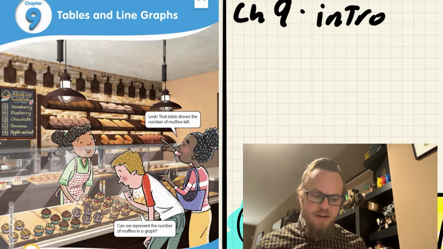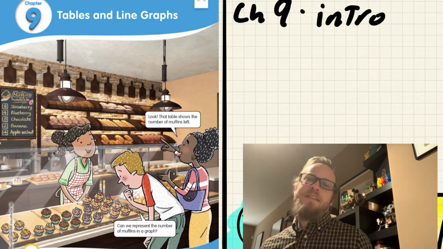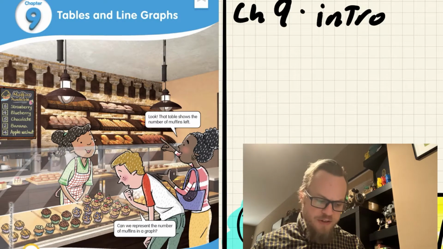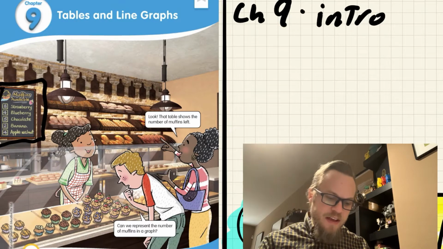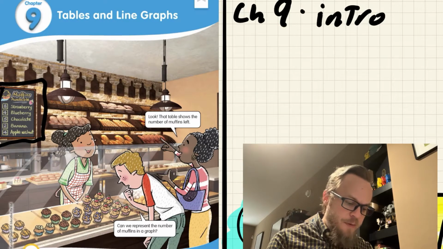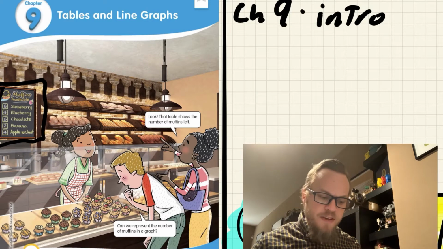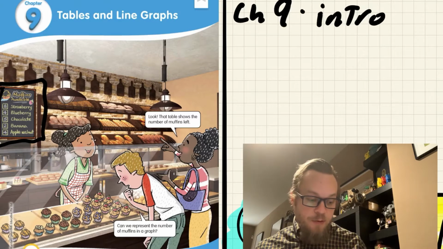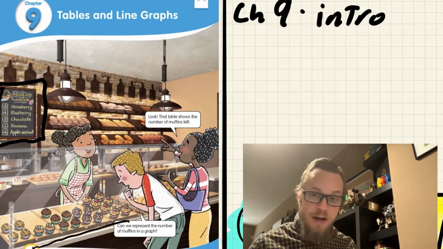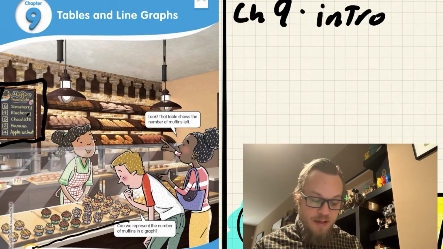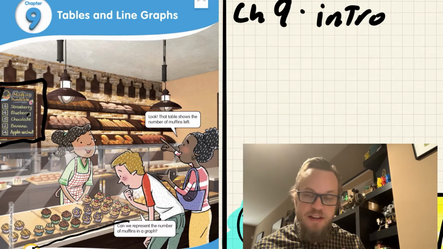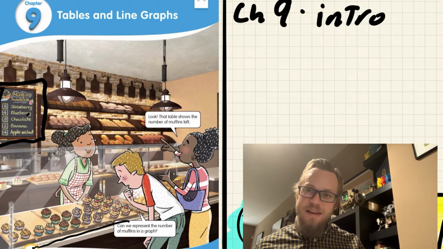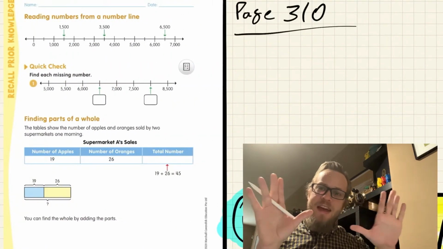So tables and line graphs give us a lot of quick information that we can see visually. Here on this intro page, it's pointing out that we have a table that tells us how many muffins in this bakery are left of each type. We can easily tell there's 8 strawberry, 4 blueberry, 5 chocolate, 2 banana, and 4 apple walnut. I don't even have to look at the display case because it's all posted there. We use tables such as this and graphs to help easily convey information.